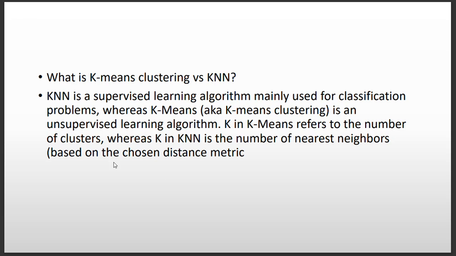What is the difference between k-means and KNN? K-means is an unsupervised learning algorithm. KNN is a supervised learning algorithm mainly used for classification problems, whereas k-means is an unsupervised learning algorithm. In k-means, K refers to the number of clusters, whereas in KNN it is the number of nearest neighbors. Don't get confused by these things. K-means is a clustering type, and KNN is a nearest neighbor type.